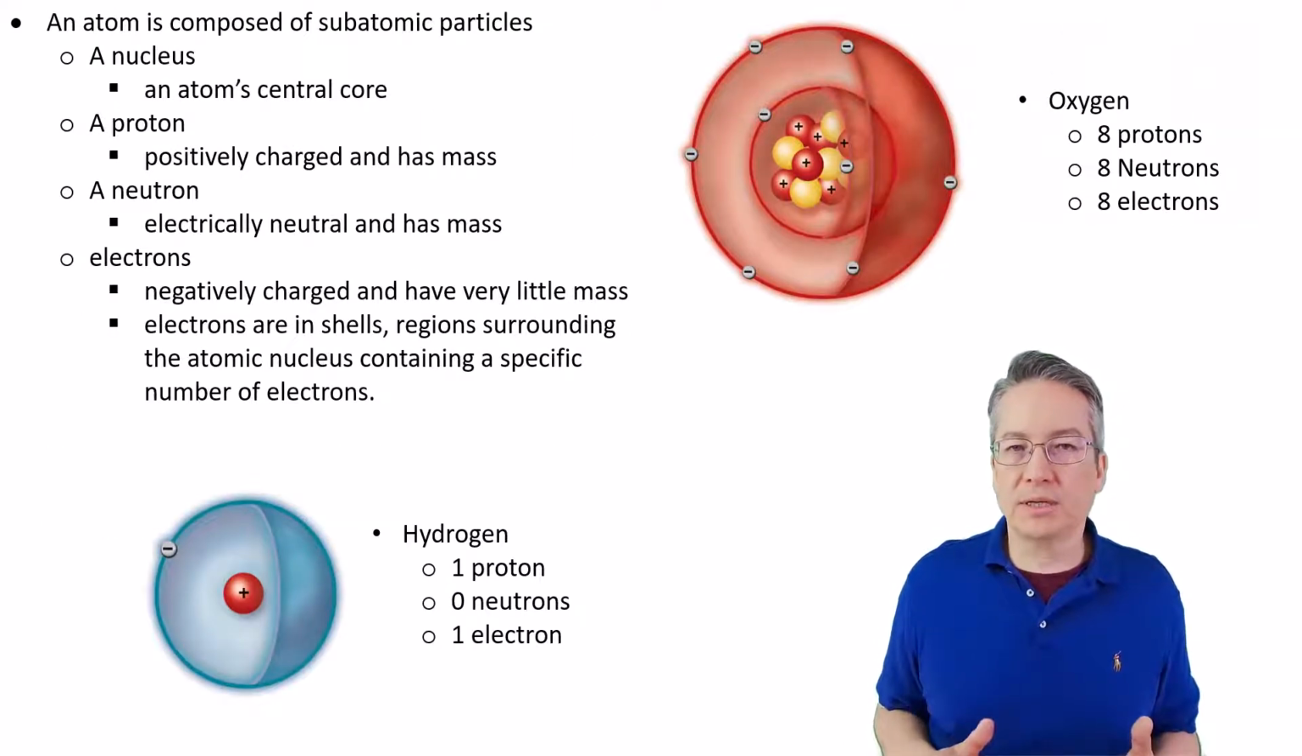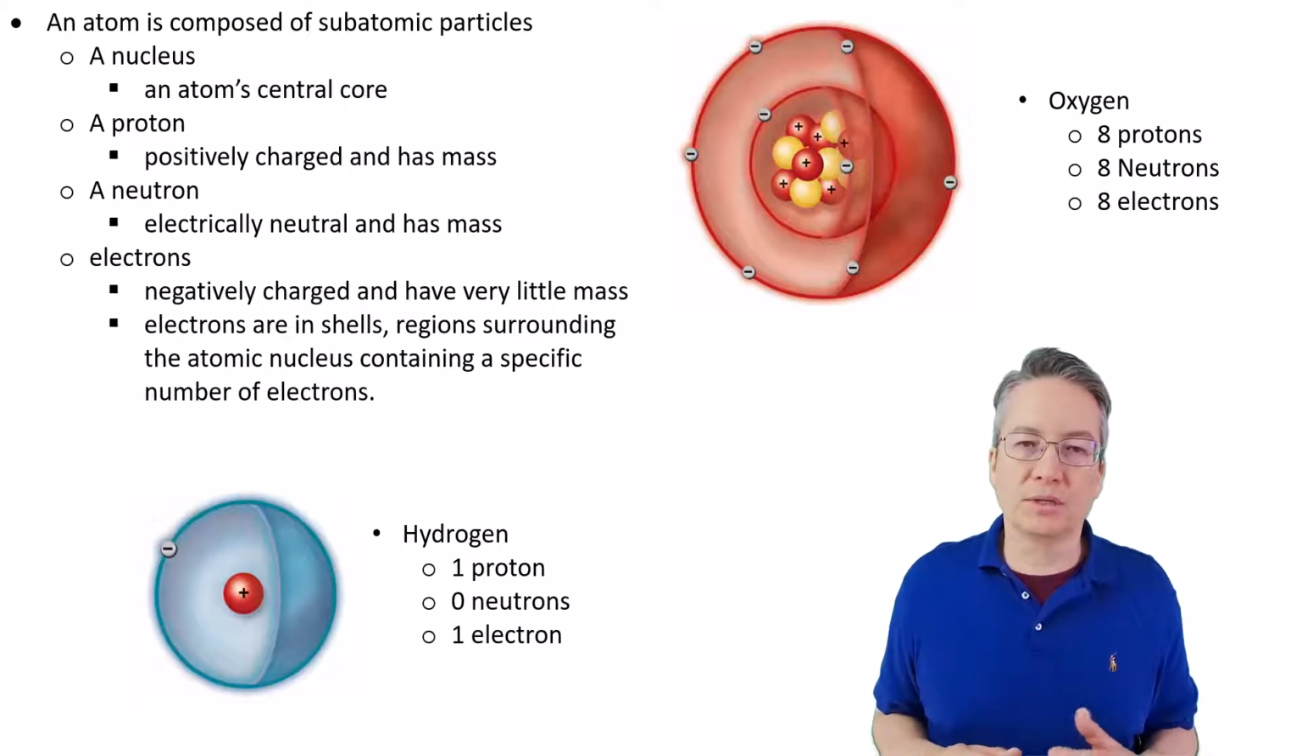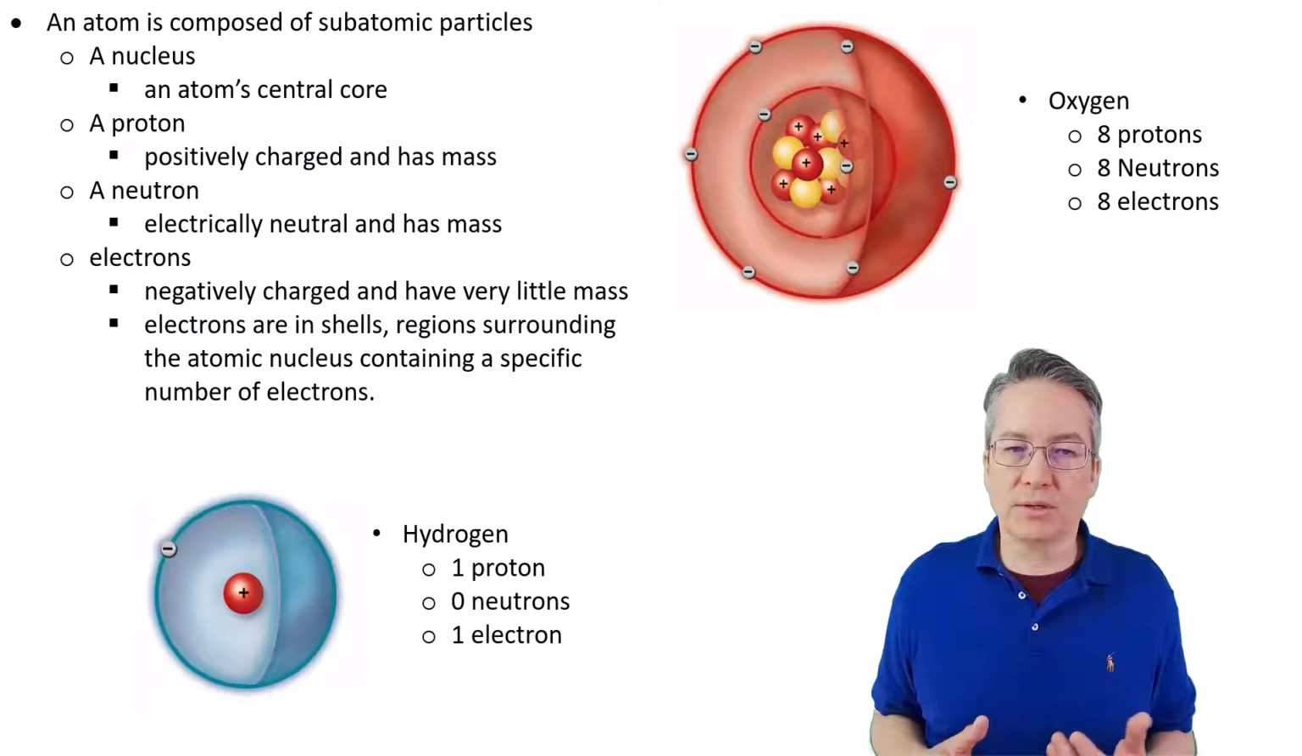So an atom, as I mentioned, is composed of particles. It has subatomic particles. In the very center is the nucleus. This is known as the atom's central core. Within that nucleus, there are protons, which is a positively charged particle, and it has mass. There are also neutrons. These are electrically neutral and also have mass.